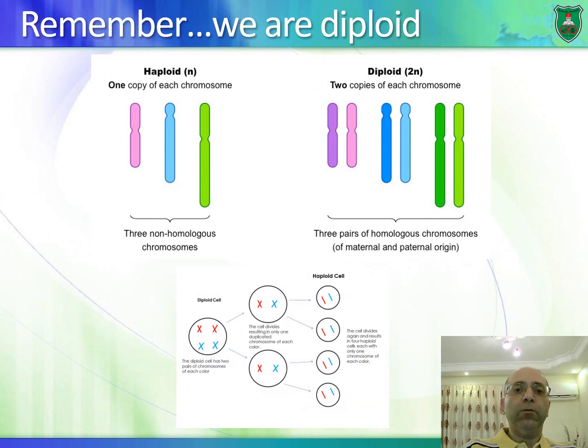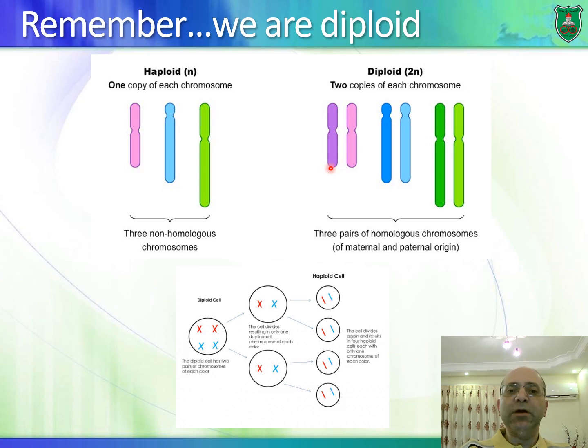Okay, now remember something else. This lecture is full of terms. We are diploid. Our cells are diploid. What do we mean by that? If you have a cell that has only one chromosome, we say it's haploid. I'm not talking about chromatids, I'm just talking about the full chromosome here. Our cells are diploid, meaning that we have two copies of every chromosome.